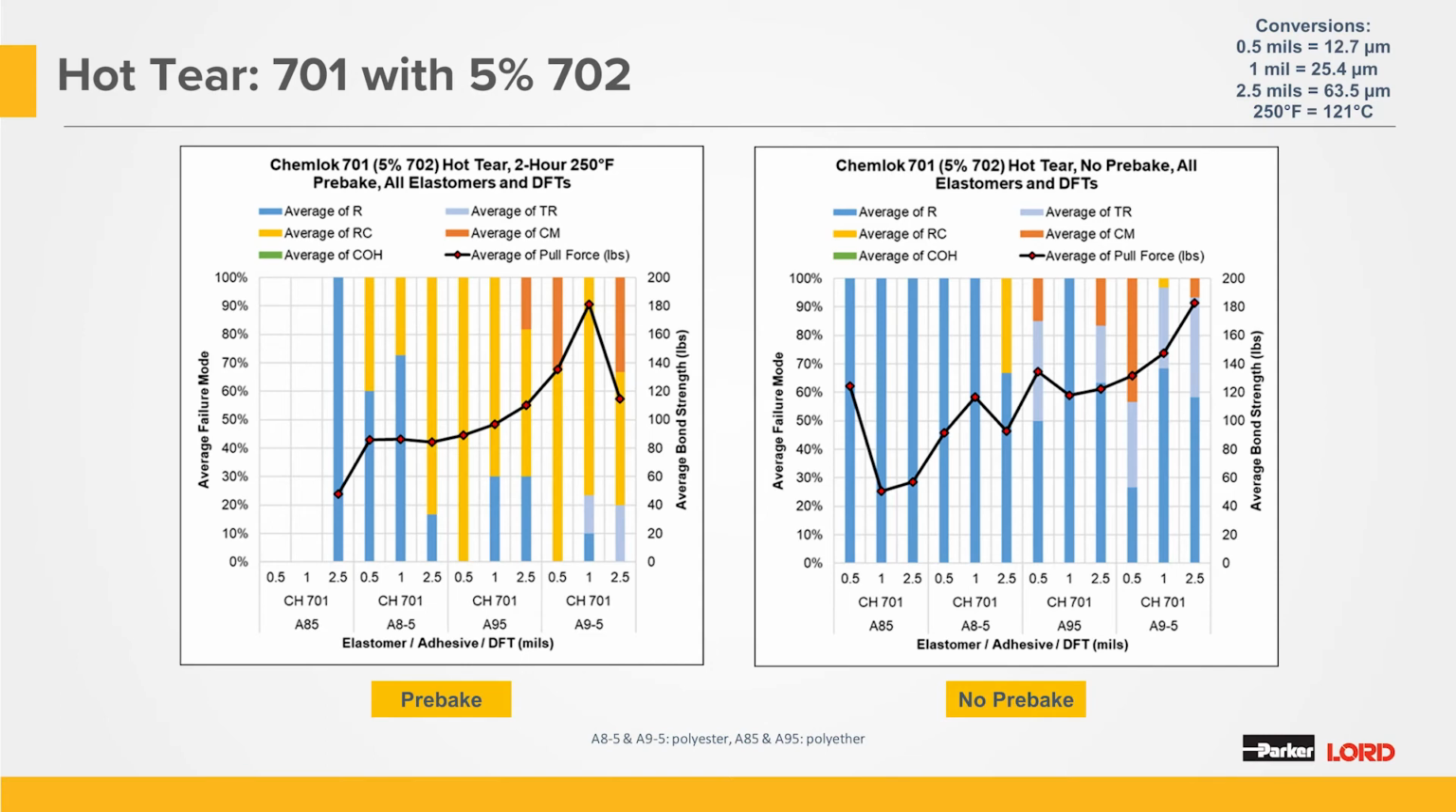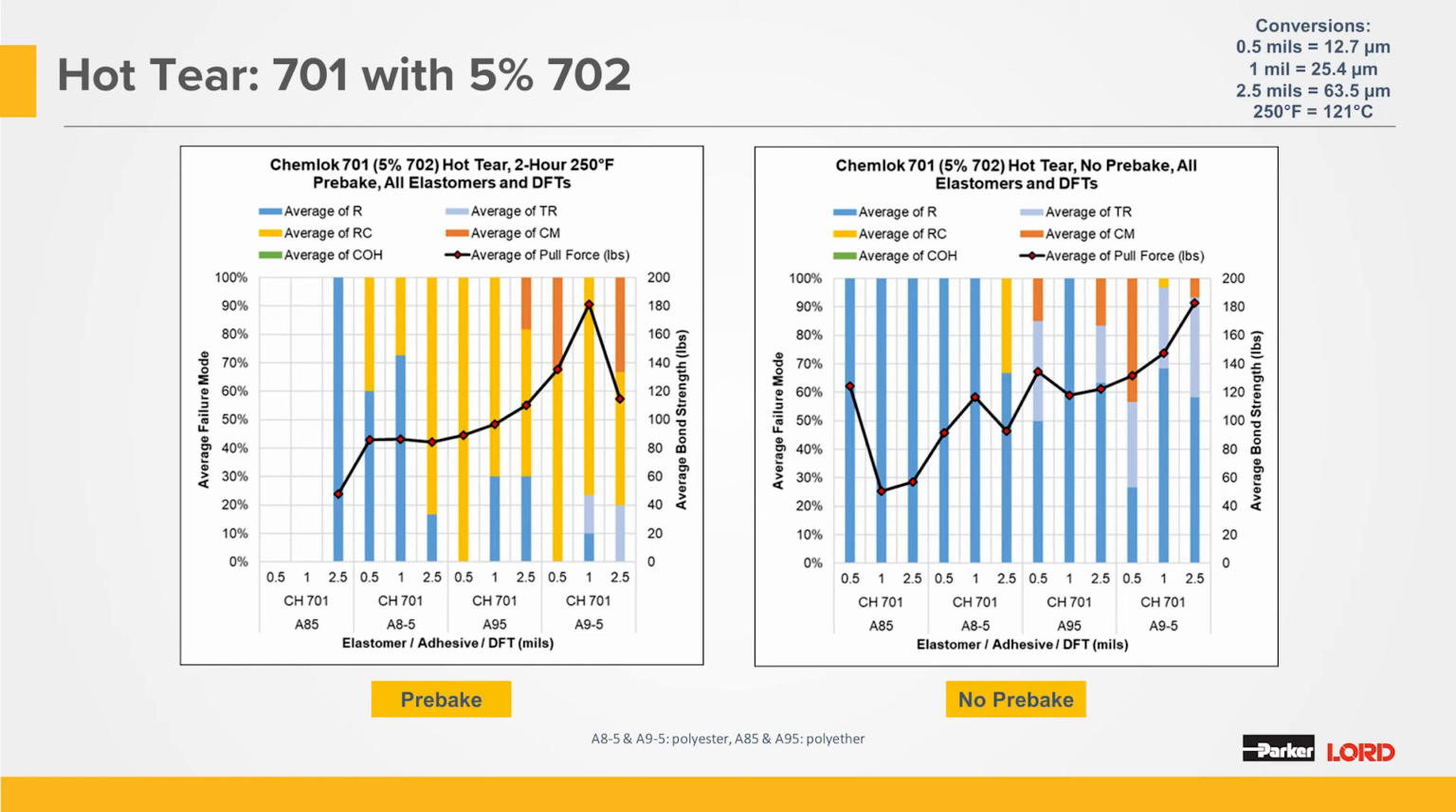The curative will react within the adhesive at room temperature, so when additional heat is introduced, it will react even faster. The cross-linking that occurs prior to molding results in fewer reactive sites for adhesion to the urethane, so that's why we're seeing failure at the rubber interface.